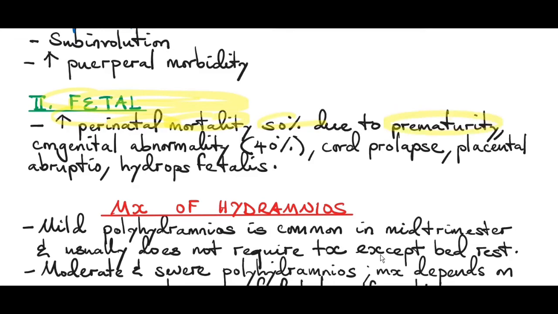Remember, one of the complications of polyhydramnios is preterm labor, so the fetus can be premature. And also due to congenital abnormalities, 40% of the cases, and due to cord prolapse. Cord prolapse can cause fetal distress, so that also increases perinatal mortality. Placental abruption can also cause fetal distress, so that also increases perinatal mortality. And hydrops fetalis, remember, is a life-threatening serious condition, so that also increases our total perinatal mortality rate.